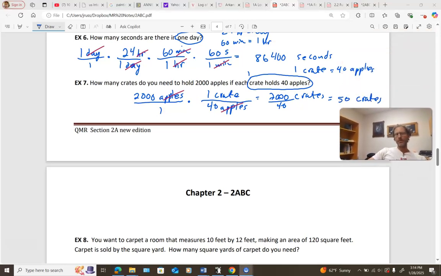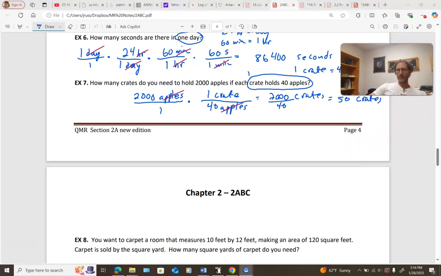Now in this particular problem, you can't in a sense say 2,000 apples is equal to 50 crates, because those aren't the same thing. Okay, but we can still use this idea of a conversion factor to figure out how many crates it's going to take to hold 2,000 apples if each crate can hold 40 apples. Okay, so it's the same strategy.